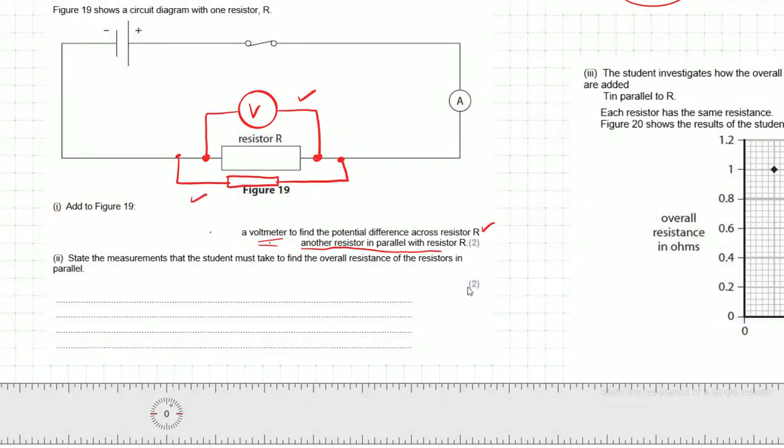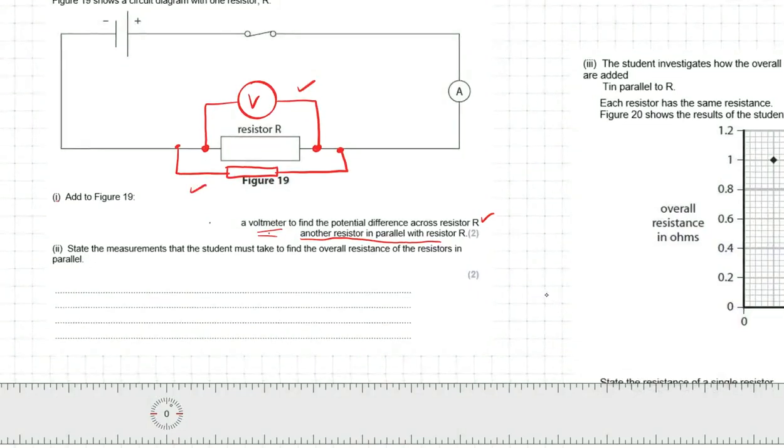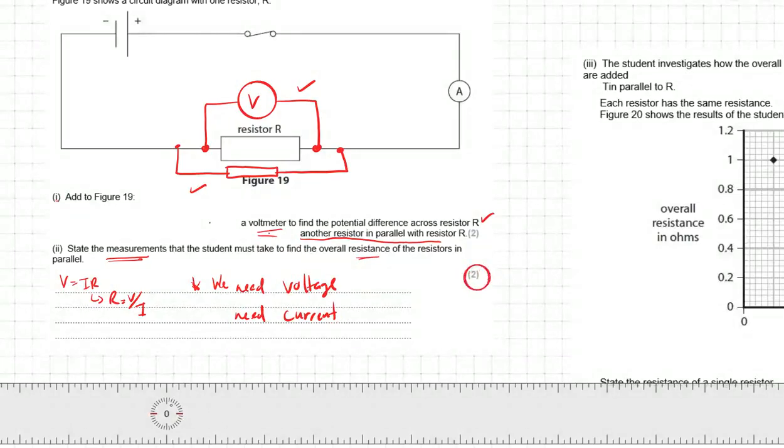Now, measurements. What measurements should we take to work out the resistance? V is equal to IR. If we need to work out the resistance, we need V over I. So the measurements we need to take would be voltage and current. Here we go, that's it. That's all we need to say. We need the voltage and we need the current in this case. This is 2 marks there. If you're losing this, again, you need to be checking yourself.